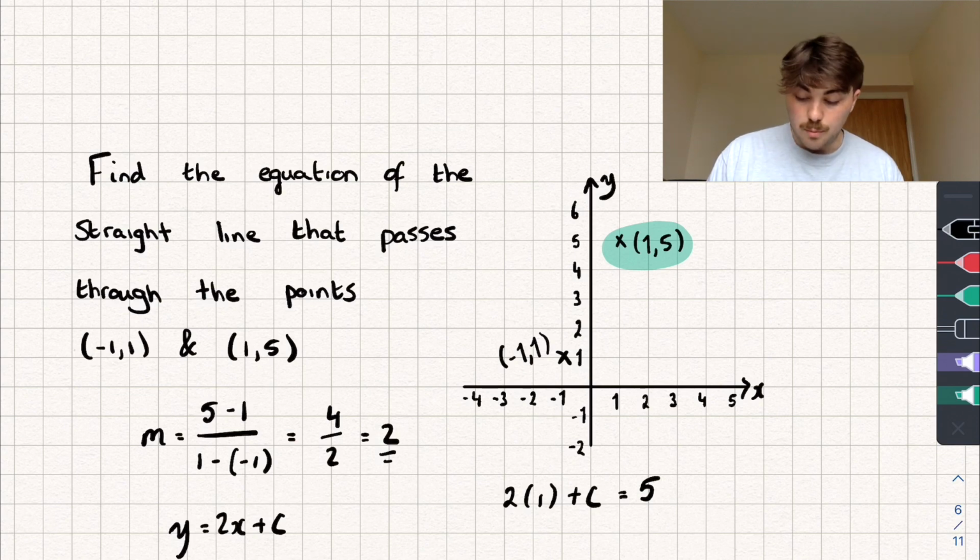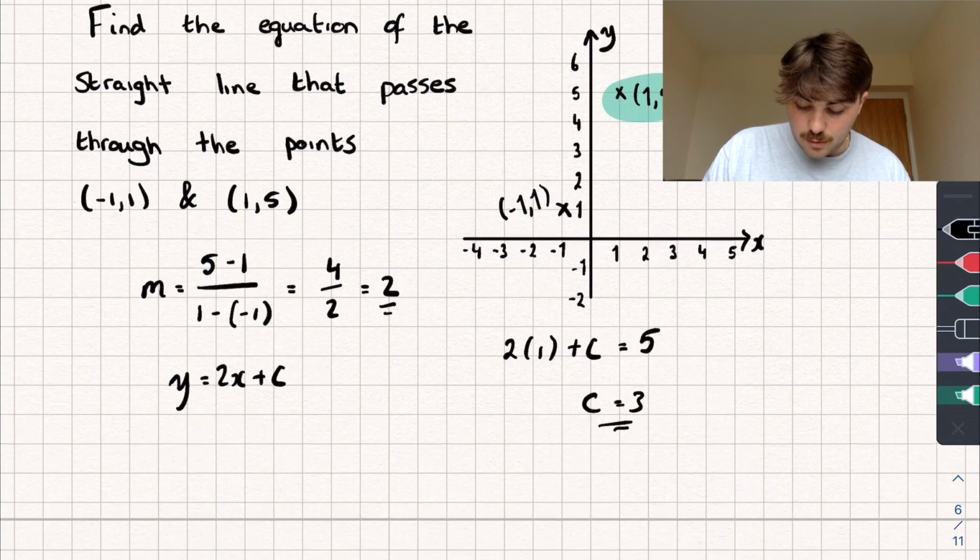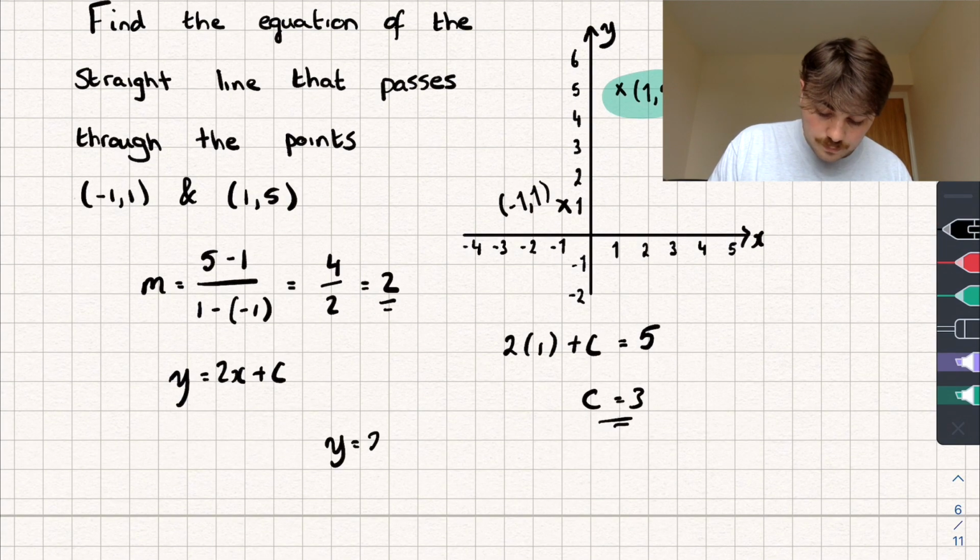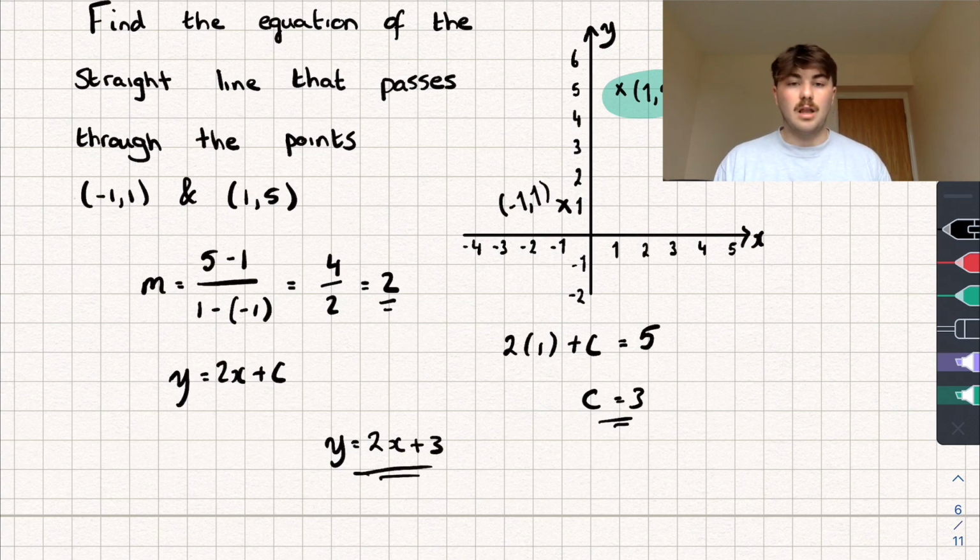And so now we've got 2 plus c is equal to 5, so if I subtract 2 from both sides, we get c is equal to 3, and so I get that y is equal to 2x plus 3, and that is the equation of my line going between 2 points. Now, you can do it this way, that's a perfectly fine way to do it, but at A-level we use another formula, and I'm going to write down the formula, explain where it comes from, and then answer the same question again using it.